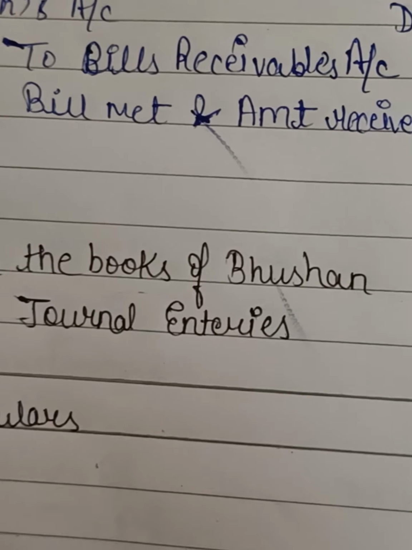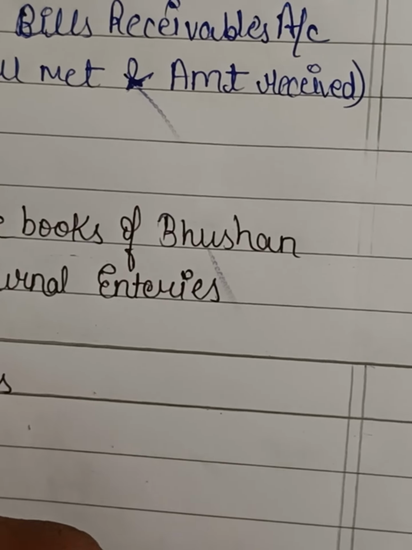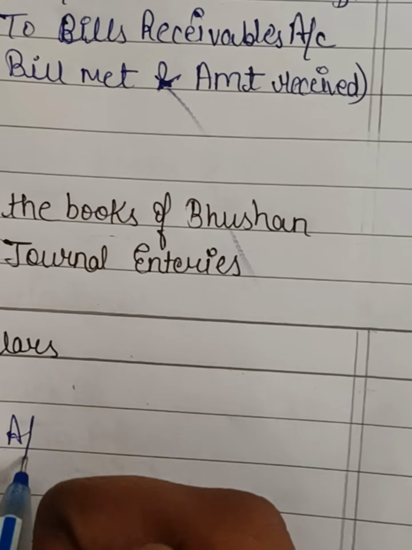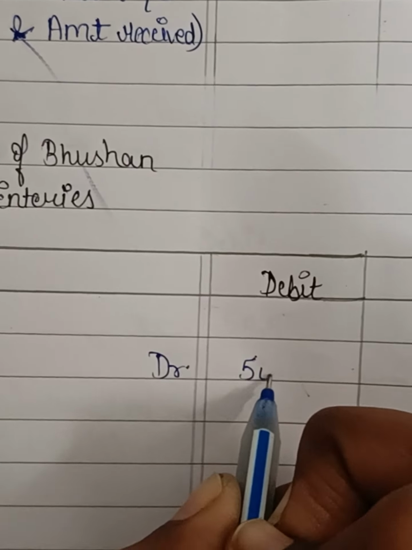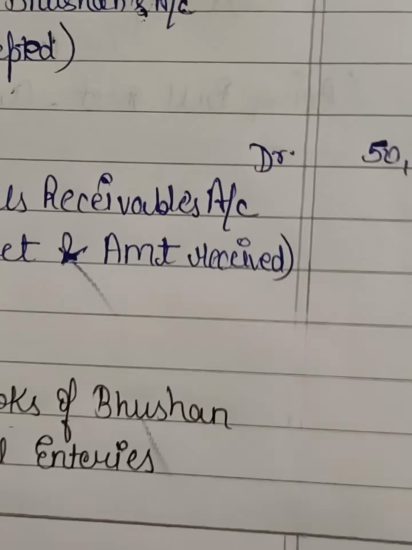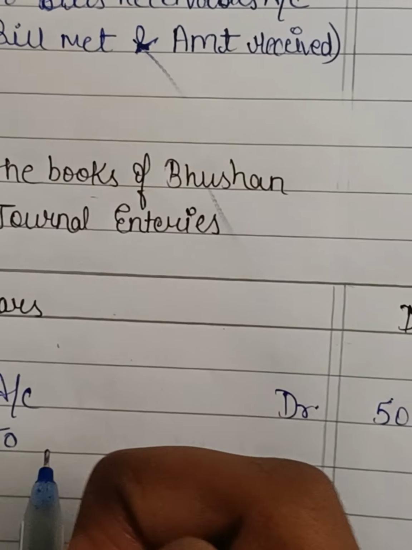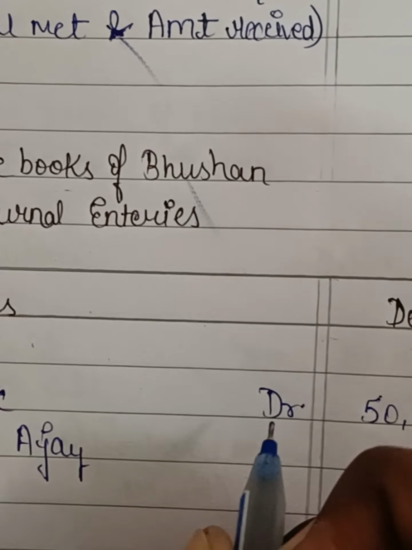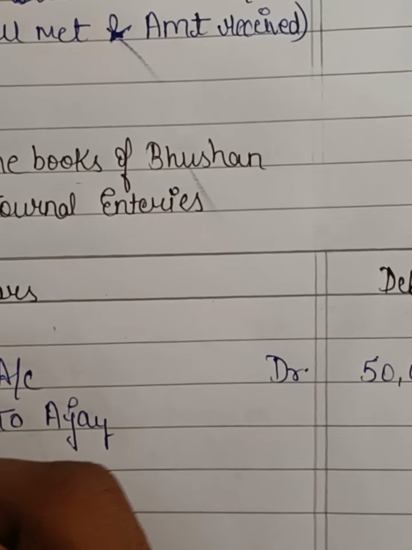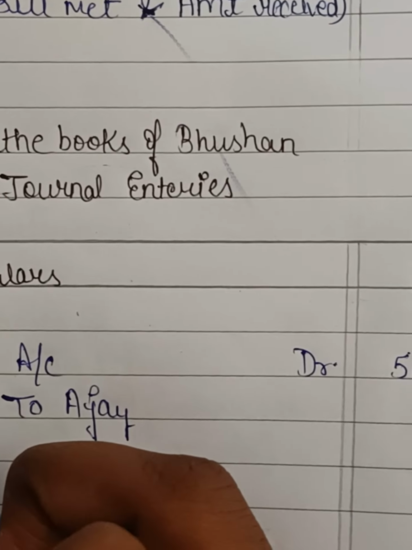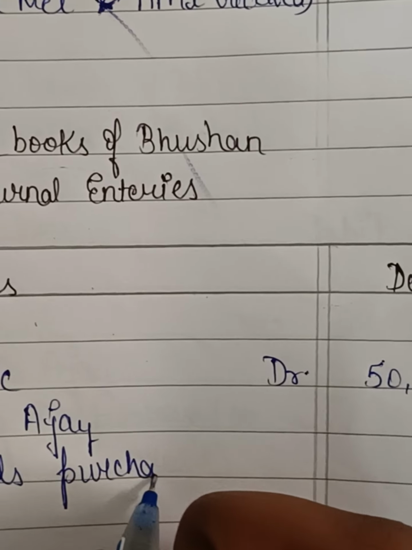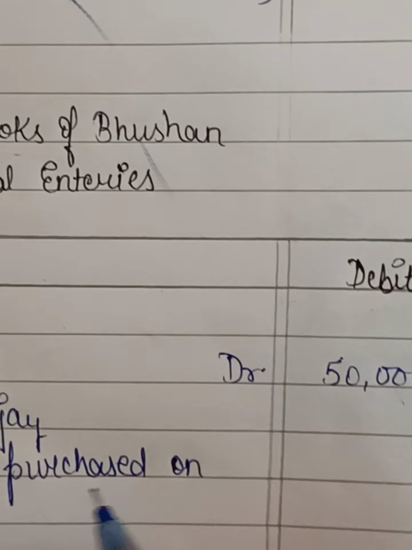Busan is purchasing the goods, so purchases account debit 50,000. From whom is he purchasing? Who is the giver? Ajay is the giver, so to Ajay 50,000. What will be the narration? Narration will be: being goods purchased on credit.